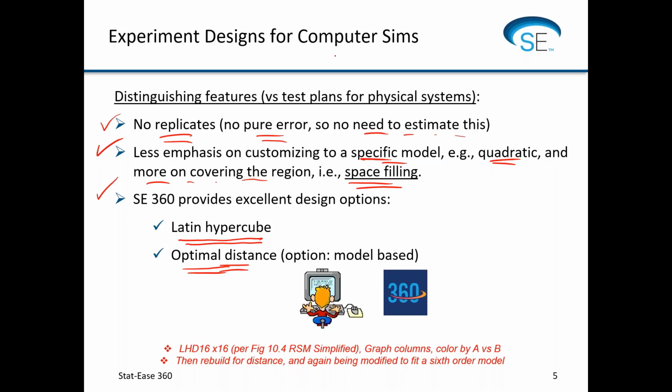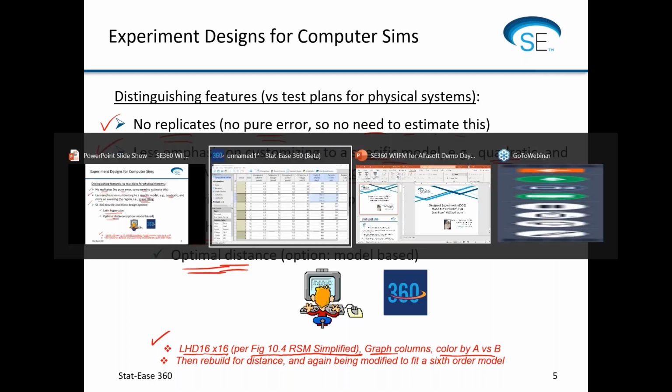So now I'm going to go over to StatEase 360, and you can see from my little notes here that I'm going to build up a Latin hypercube, 16 by 16, rows by columns. And this is one that I also talk about in my book, RSM Simplified. And then I'll look at the graph columns and color by so that we can see the structure of that. Then I'll follow up and rebuild it with this optimal distance. So let me make a shot at doing that.